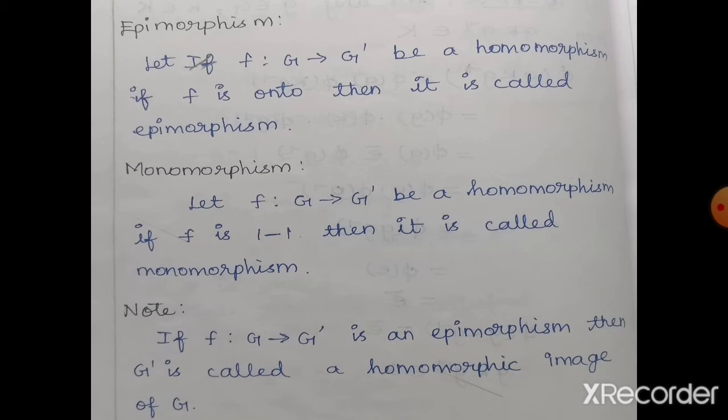Note: if f from G to G dash is an epimorphism, then G dash is called a homomorphic image of G. So epimorphism means we can say G dash is called a homomorphic image of G, because here f is from G to G dash. So we can say G dash is called a homomorphic image of G.